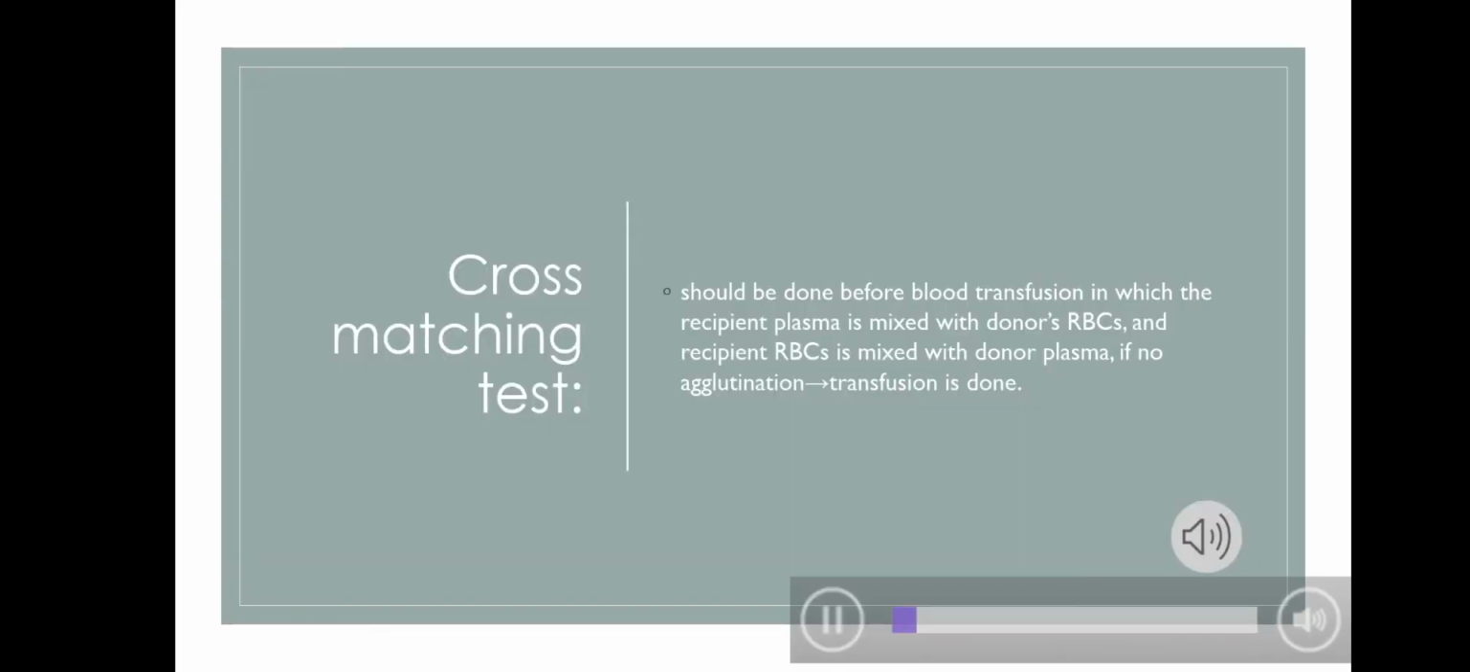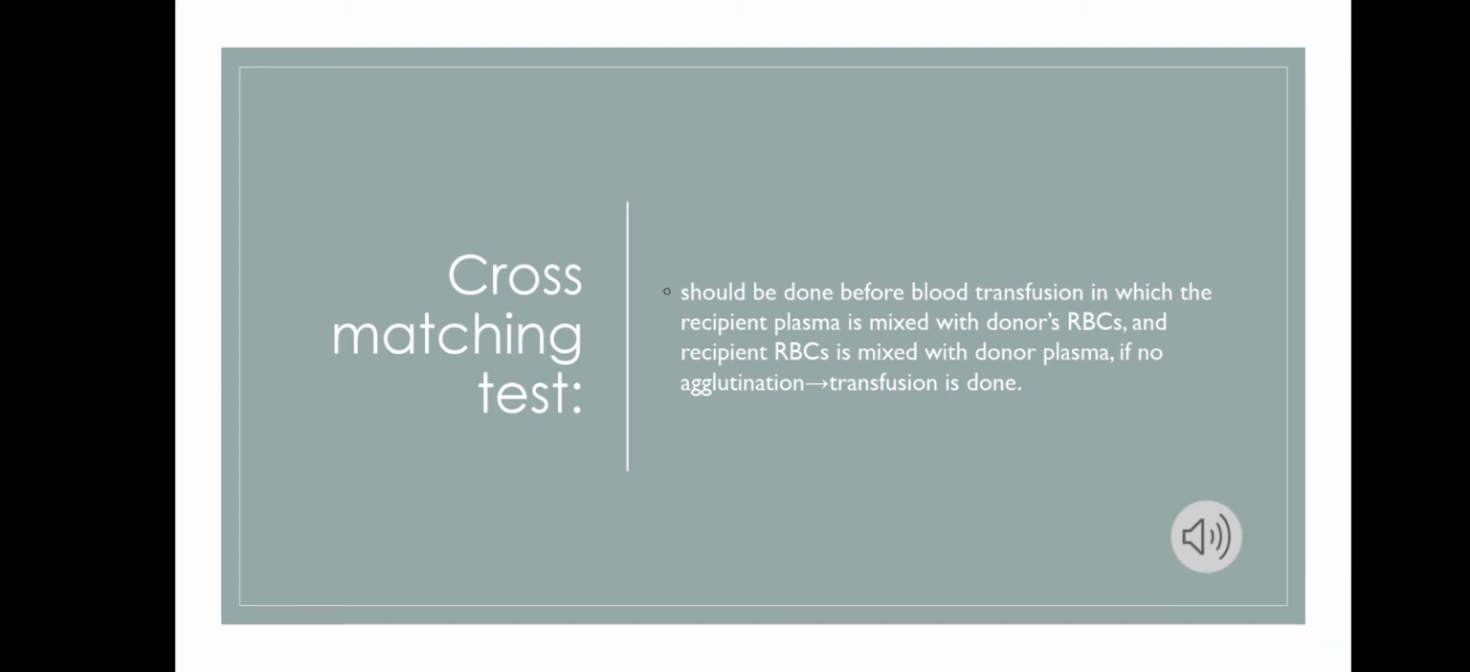Cross-matching test should be done before blood transfusion in which the recipient plasma is mixed with donor's RBCs and the recipient RBCs is mixed with donor plasma. If no agglutination, transfusion is done. يعني لازم قبل ما بنعمل blood transfusion لازم نتأكد ان عينة دم الدونر متوافقة مع عينة دم الريسيبيانت، وده بيتم عن طريق اختبار اسمه كروس ماتشنج تيست، وفيه بنخلط العينتين مع بعض، ولو ما حصلش اجليوتينيشن اللي هو تكتل ترانسفيوجن بيتم.